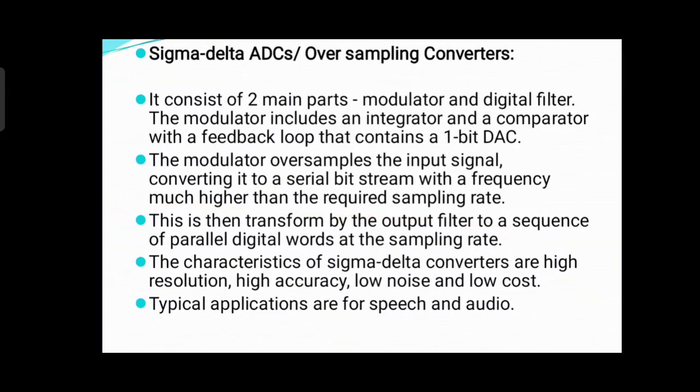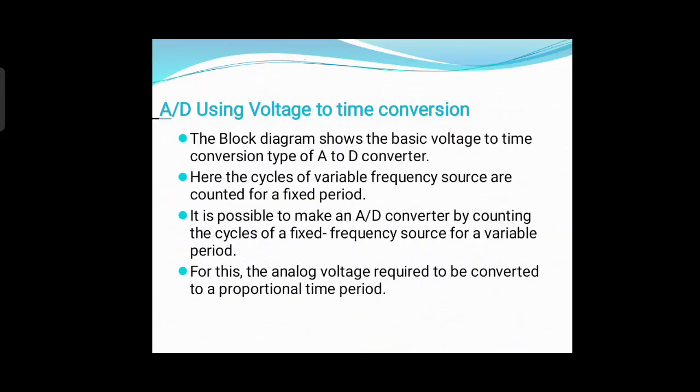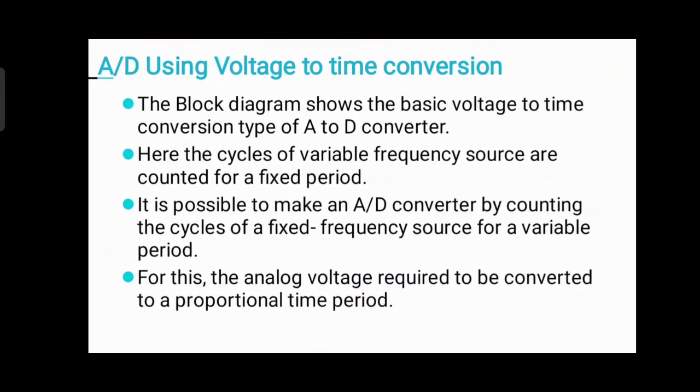Analog to digital conversion using a voltage to time conversion. Here the cycles of a variable frequency source are counted for a fixed period. It is also possible to make an A/D converter by counting the cycles of a fixed frequency source for a variable period. For this, the analog voltage is required to be converted to a proportional time period. So, A/D using a voltage to time conversion.